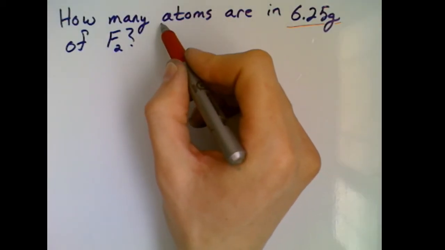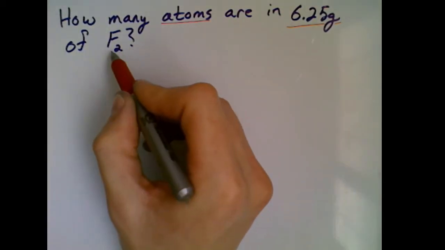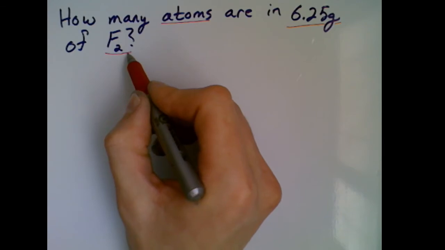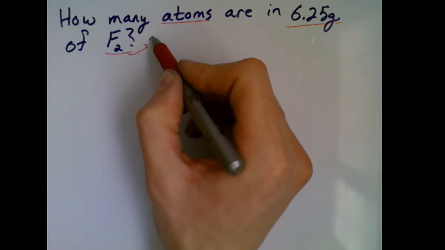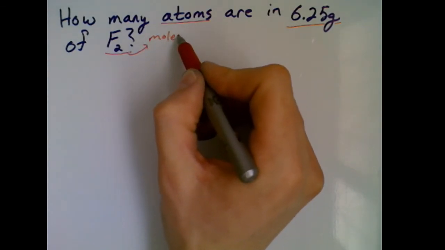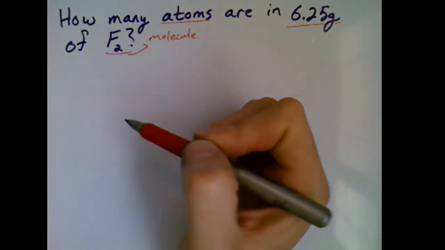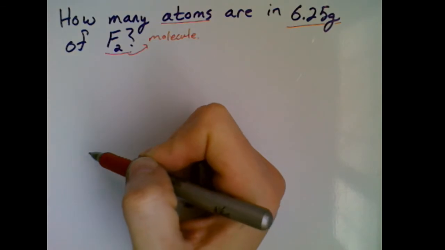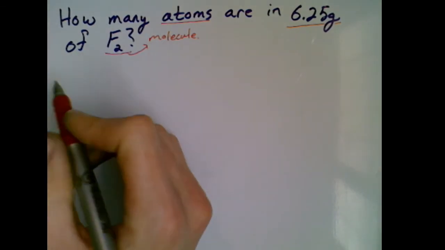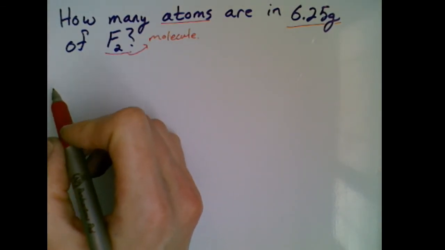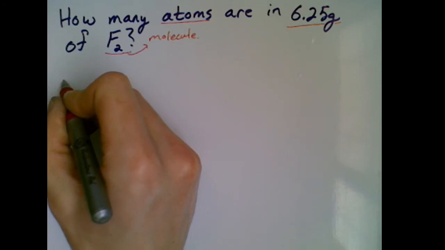We're trying to find atoms, and I want you to note, this is not an atom, this is a molecule. How do I know that? Because it's got more than one atom connected together, which automatically tells me it's a molecule. So what are we going to do? Well, as always, start with what you know.